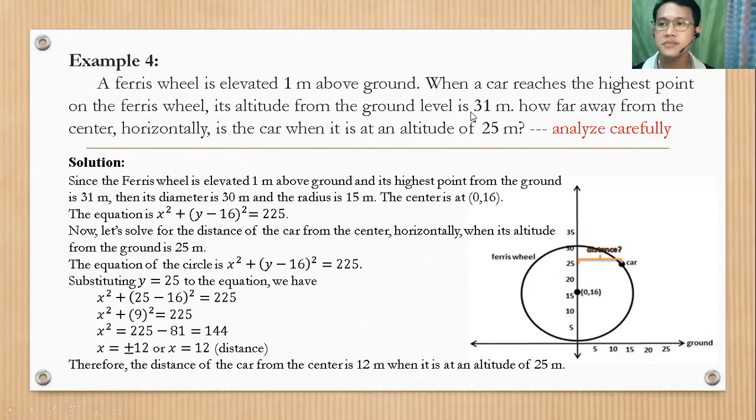And then, how far away horizontally is the car when it is at an altitude of 25 meters? So the car's altitude is 25 meters. Take note. The Ferris wheel is elevated 1 meter, so that's how it was performed in this graph.